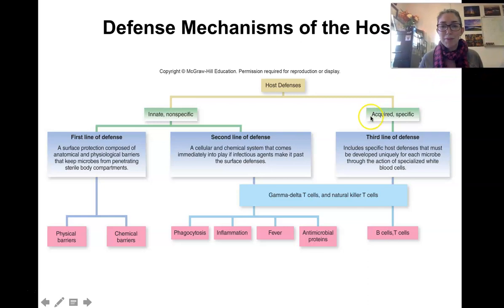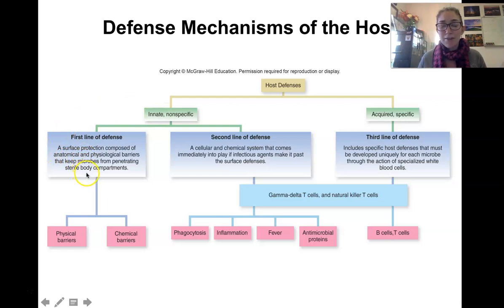This is just another slide showing you in a visual form an image from the textbook that I really like, showing you the first line, second line, and third line of defense. The first and second lines are considered part of the innate or non-specific immune system. They just generally block foreign things. They can't specifically identify things as like flu or E. coli. They're just foreign and they block it.